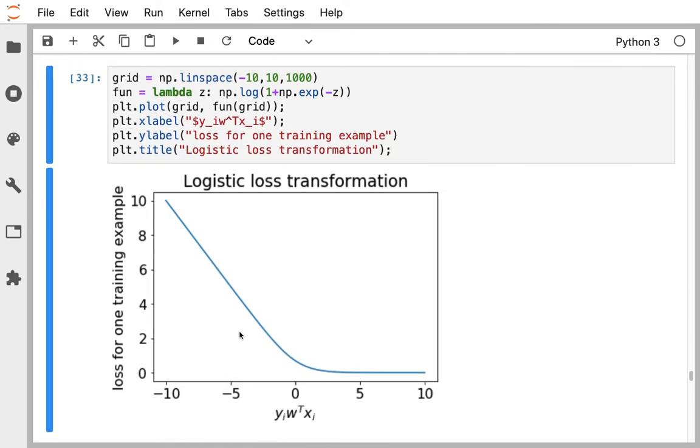Okay, here's our picture. So here's y times w transpose x. Again, this is the quantity that for an individual training example we would like to be as positive as possible, because that means these two have the same sign, or it encourages y_i and the raw model output to have the same sign. And all I really want you to see from this picture is that it's going down, and that's good because we're trying to minimize the loss.